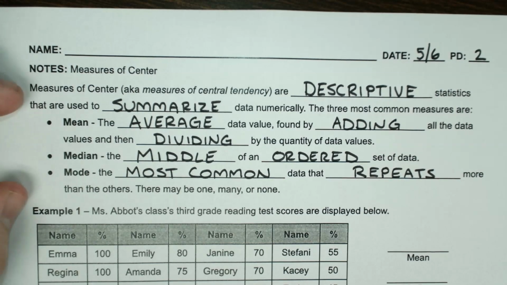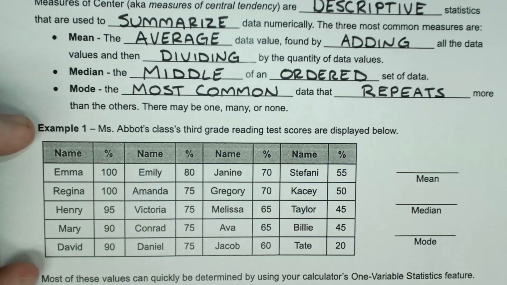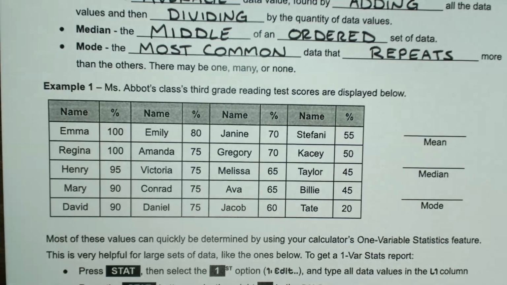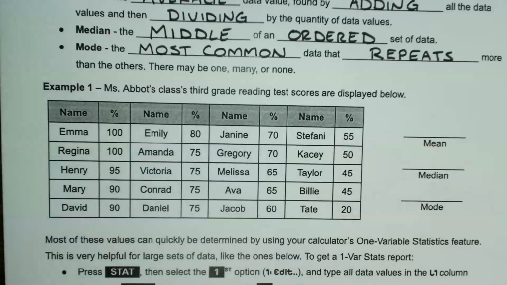And the whole point of these three ideas here is to give you an idea of what is typical within a data set. What's a typical test score, or a typical height for a freshman, or something like that. Let's look at our first example. Ms. Abbott's class's third grade reading test scores are displayed below. So, good thing is we got them in order from greatest to lowest, or highest to lowest.